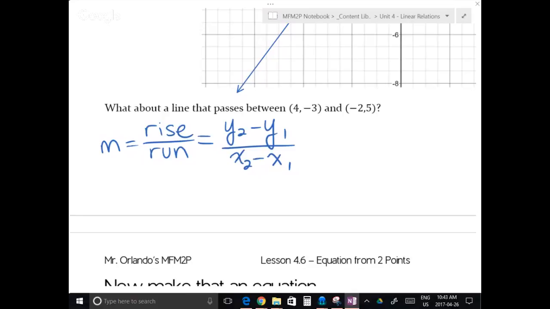Does that make sense? Because we have the x and y. The x's go from 4 to -2, and then we can reduce it. That makes sense? Okay, so guys, let's take a look right here.